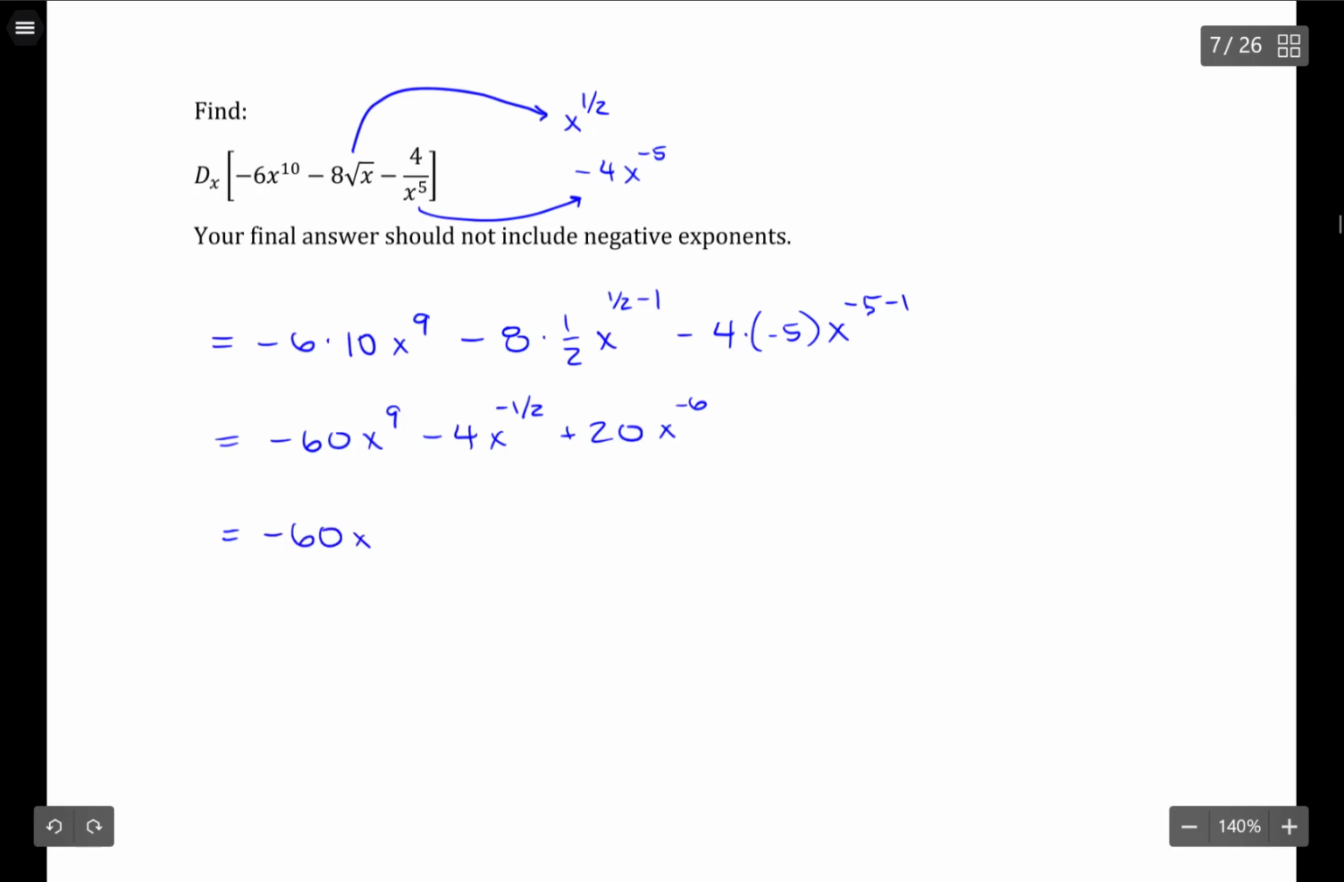So negative 60 x to the 9th. I'm going to change this so that I don't have any negative exponents. So minus 4 over the square root of x plus 20 over x to the 6th power. And that's a perfect answer right there.